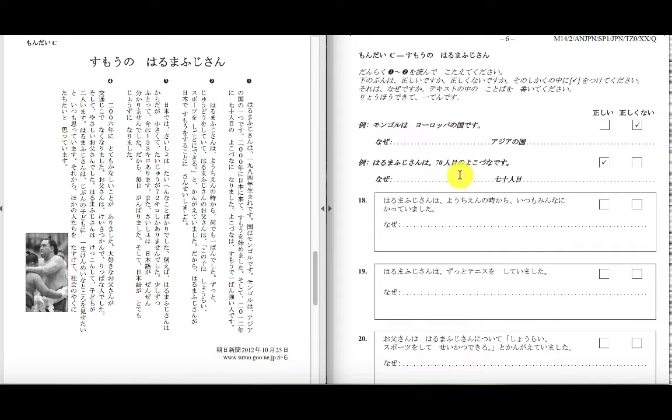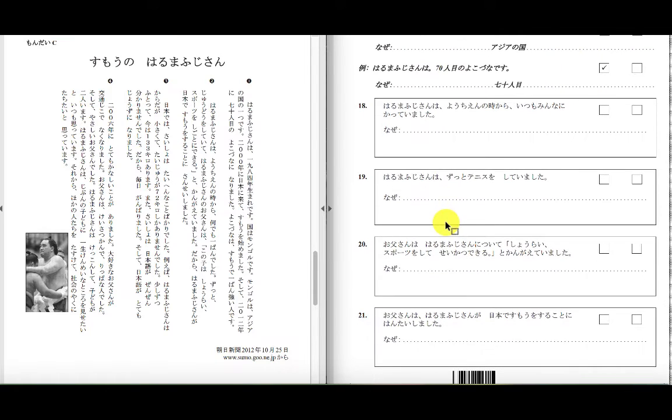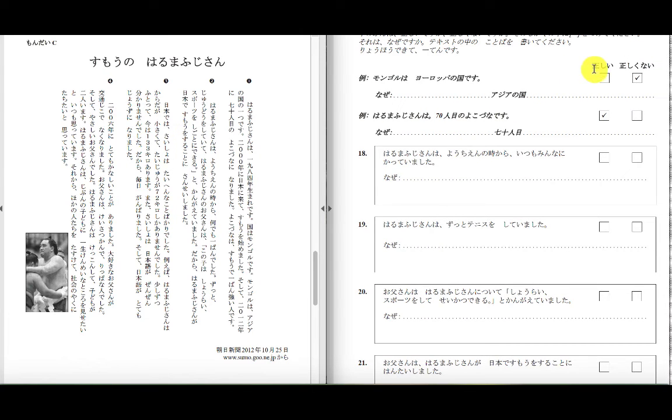Now in this one, you've got 3 statements, I beg your pardon, 4 statements, 1, 2, 3, 4. Now you have to decide whether they are tadashi, true, or tadashi kunai, false. Now the 2 here are examples, but you can see they've chosen true or false. In this case, they've chosen false. But the really key thing that you need to remember is that you must put in your reason, and that's next to this word, naze, why.